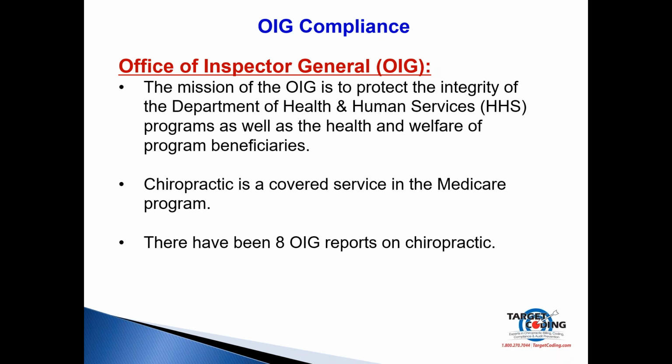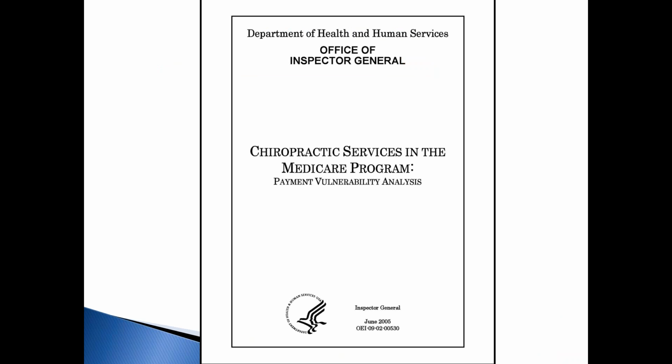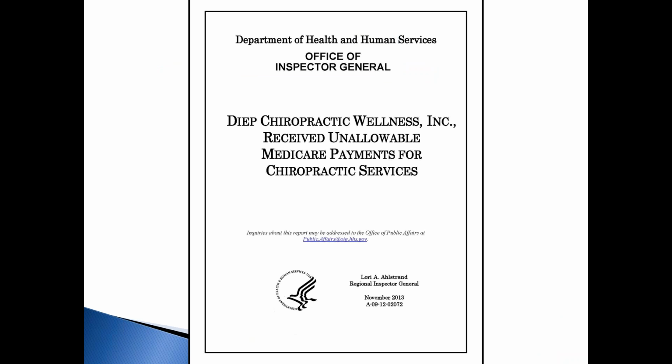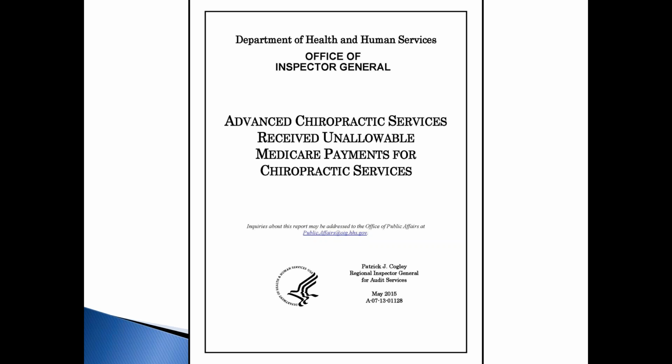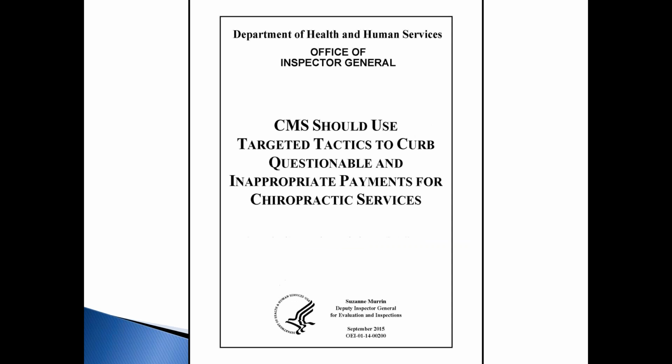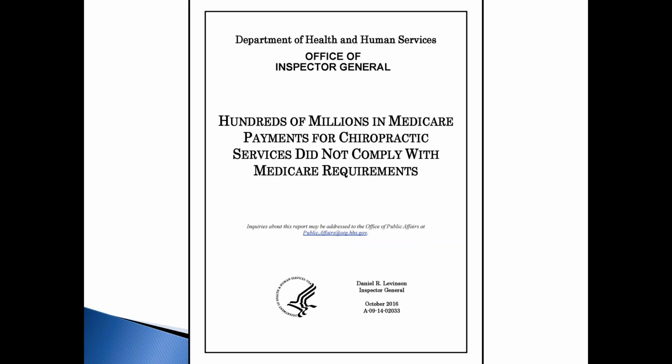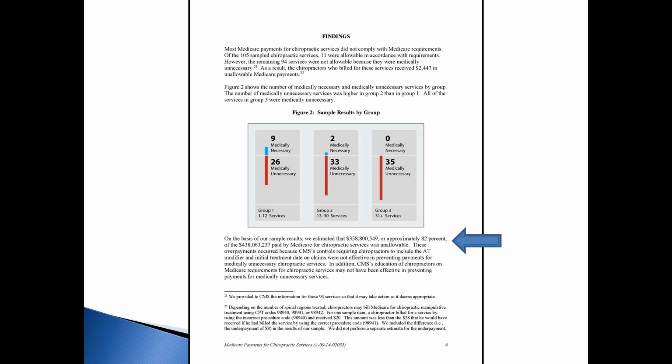They do analysis. There have been 8 reports on chiropractic over the last 10 years. And most of them are negative and not good. And they say that we have not been good at documenting, and we shouldn't have been paid for many services. This is the most recent one last year, where it said hundreds of millions of dollars in Medicare payments for chiropractic services did not comply with Medicare requirements. So the OIG watches chiropractic. These are some of their findings.